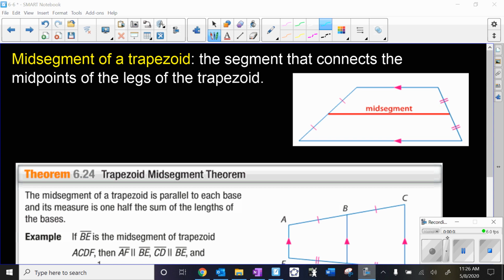The last part of a trapezoid that we're going to look at is called the midsegment of a trapezoid. The midsegment of a trapezoid connects the midpoints of the legs of the trapezoid, which you can see in the picture here. Here's a midpoint, and here's your other midpoint. The midsegment is going directly through the middle of it.